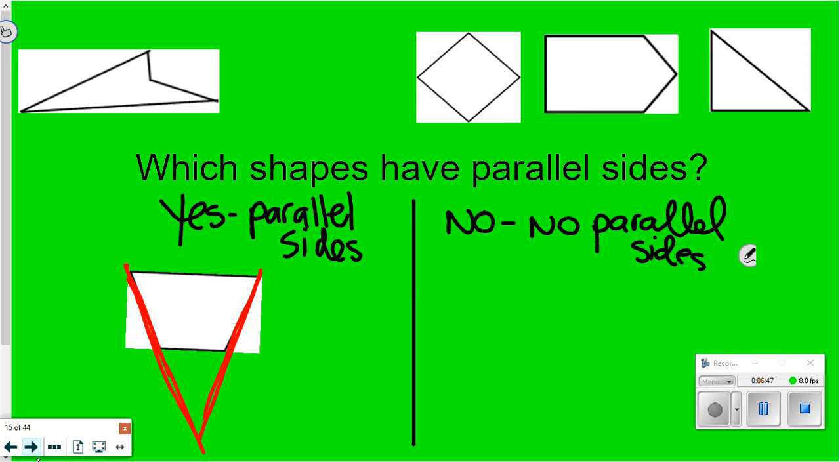Macklin, come give me another shape. Drag it into the right category. You don't got to use the marker, you just use your finger.